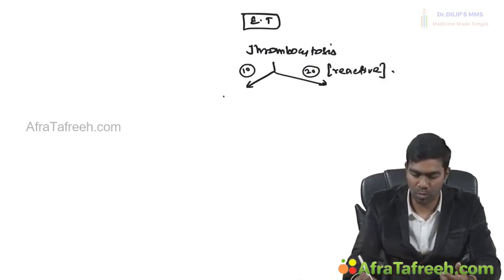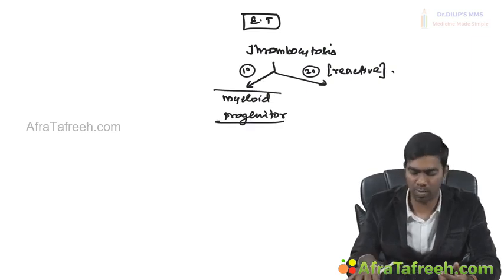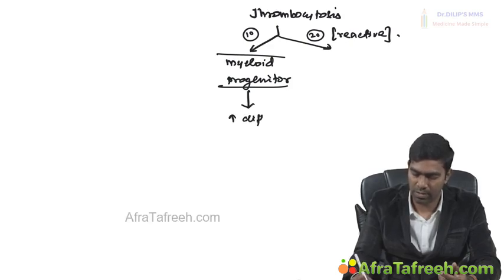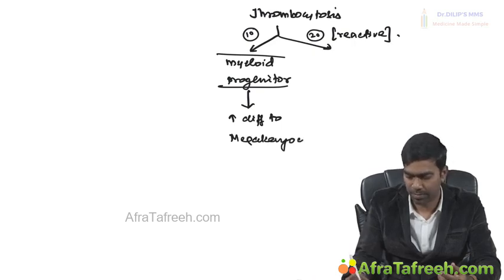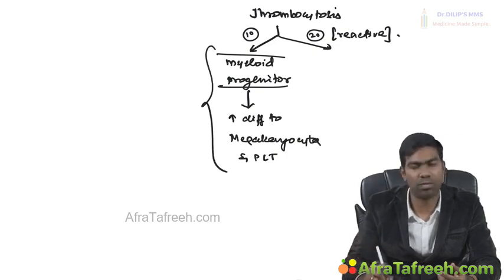Primary happens due to a problem in the myeloid progenitor. The problem is the myeloid progenitor, which is differentiating, with increased differentiation to platelets and megakaryocytes. Increased differentiation to megakaryocytes and platelets. What are the things that are going to form these disorders?